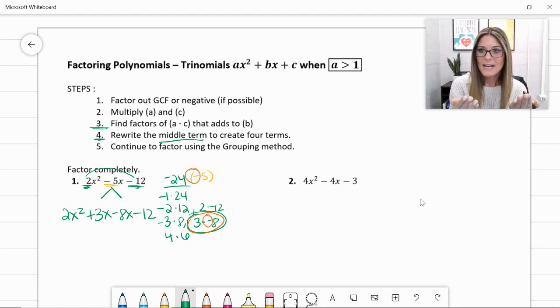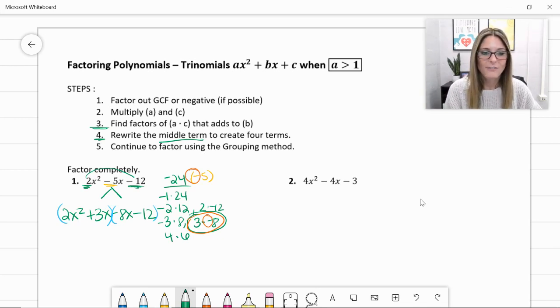3x minus 8x is what? Negative 5x. So it's still the same value, but what I've done is created 4 terms. So now I can use that grouping method that we did in our last lesson. So now that I have 4 terms, I'm going to group the first half and second half together and look for GCFs in each group. I'm using the grouping method.